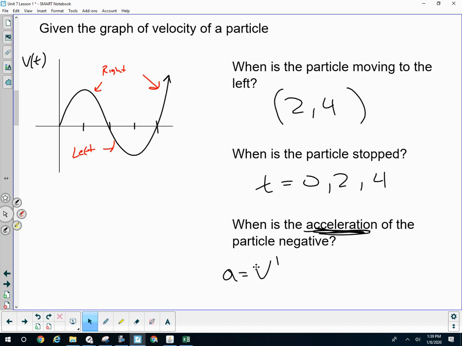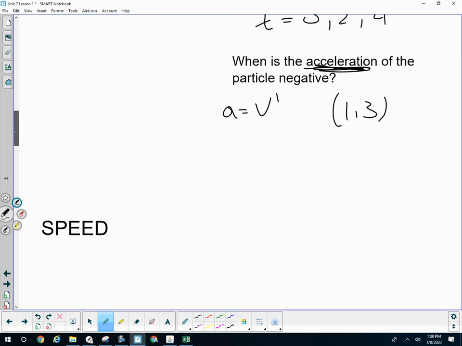What is the answer to when is the acceleration of the particle negative? Knowing that acceleration is derivatives or slopes of v. What do you think, Mr. Berthume? 1 and 3. Piece of cake. Okay. Here, the tangent slopes are negative. That means the acceleration value is negative.